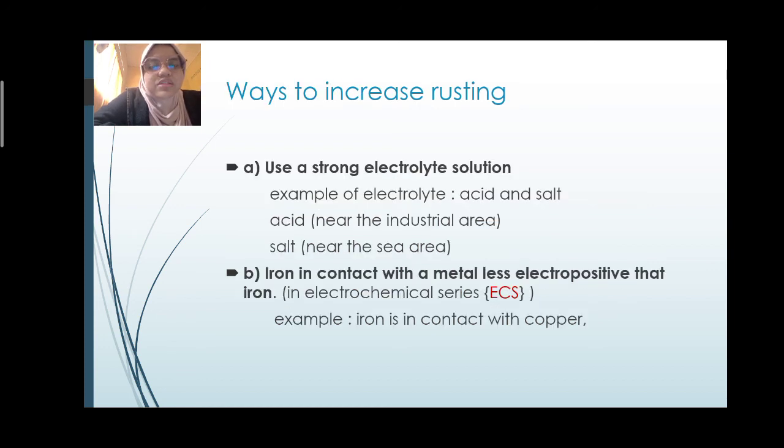So there are ways to increase rusting. First, use a strong electrolyte solution, for example, acid and salt. Acid is usually found near industrial areas, while salt is usually found near the sea. Second, iron in contact with a metal less electropositive than iron in the electrochemical series, or ECS. For example, iron in contact with copper, because copper is less electropositive than iron in the electrochemical series.